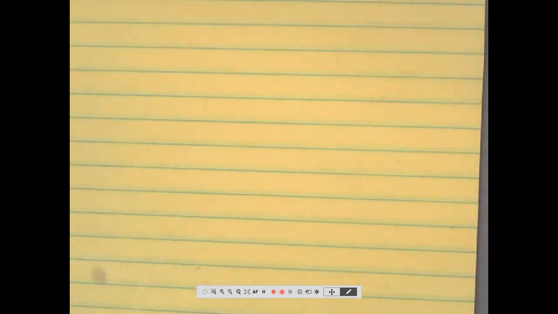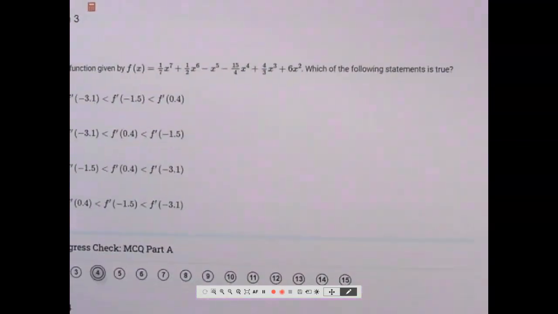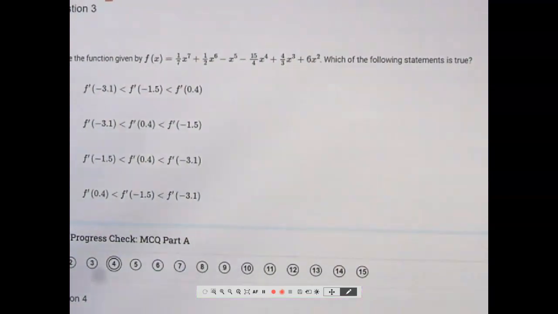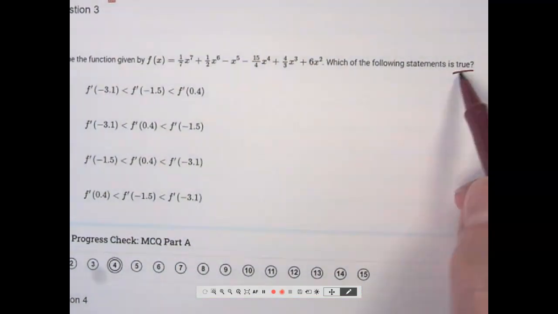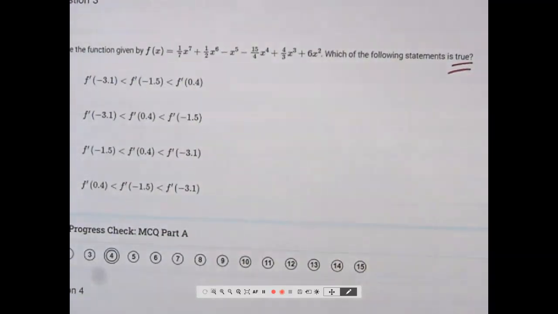All right, next page. Next question, number 3. Oh, check out this function. This is just being annoying. Look at that. That's ridiculous. Okay, so we have this huge function f of x, and we want to find the statement that is true. Okay, look at your answer options.